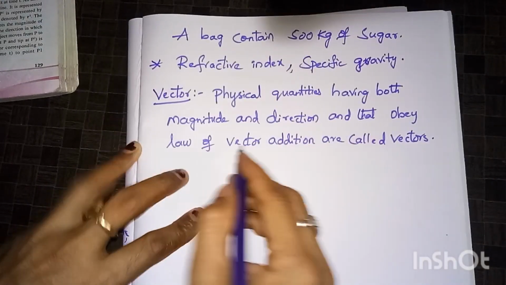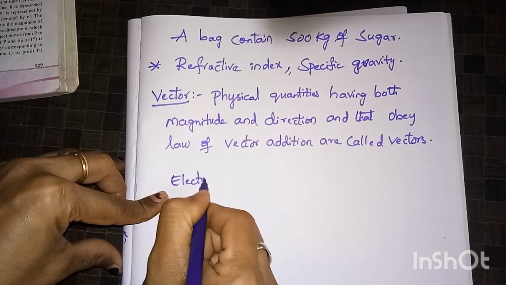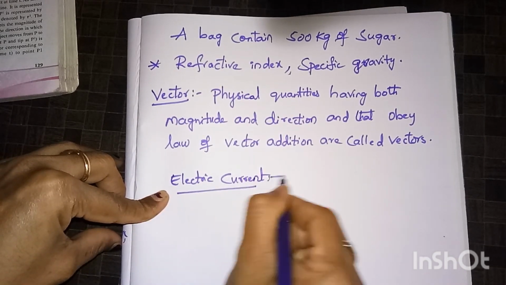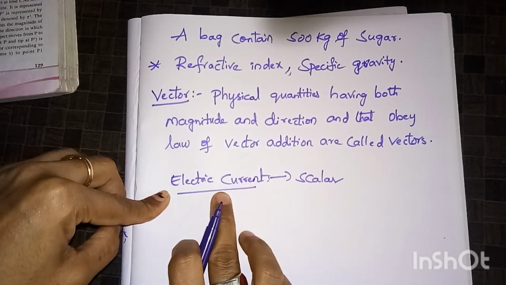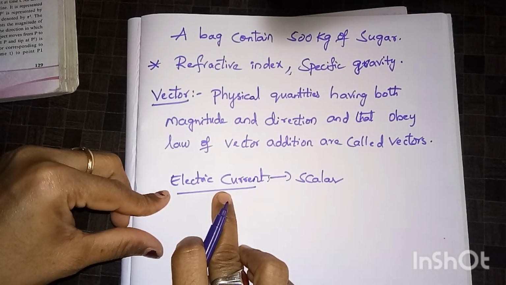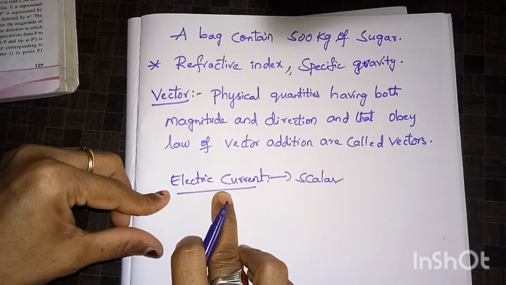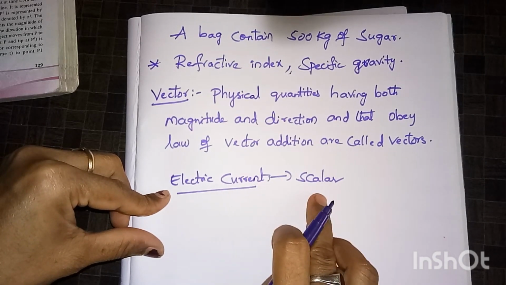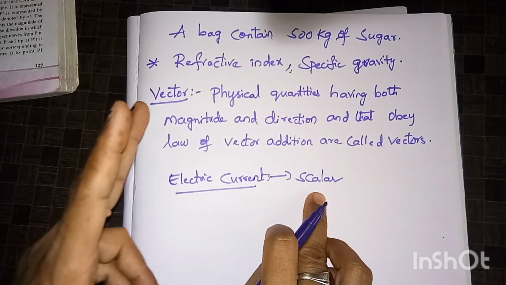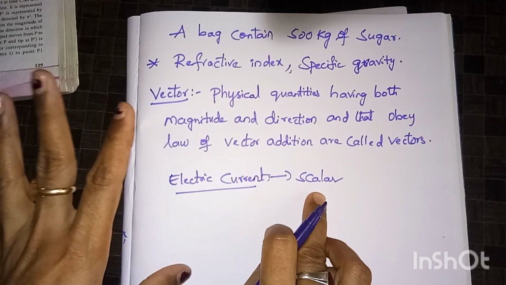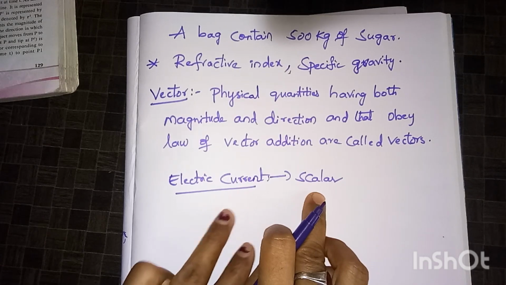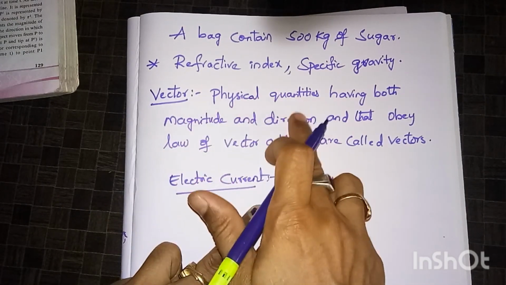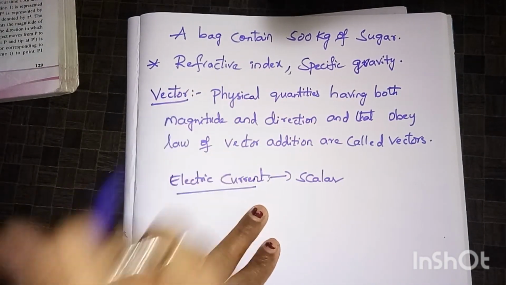So first, suppose electric current. Electric current is a scalar. As you all know, electric current has magnitude and also direction, but it does not obey the law of vector addition, so we consider it as a scalar. So if it has magnitude and direction but does not obey the law of vector addition, that physical quantity can be considered a scalar quantity. So the quantity which follows these three conditions, that we consider as a vector.